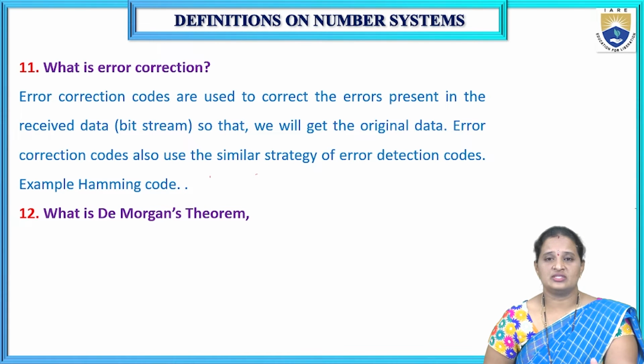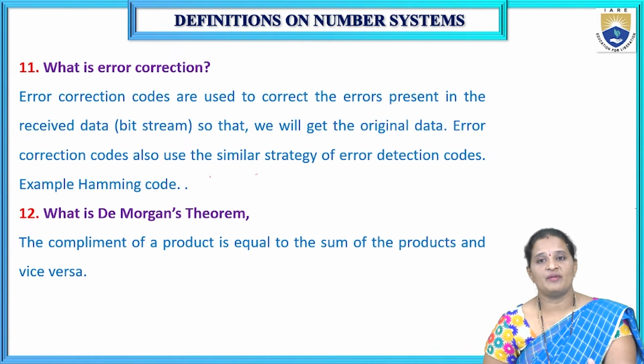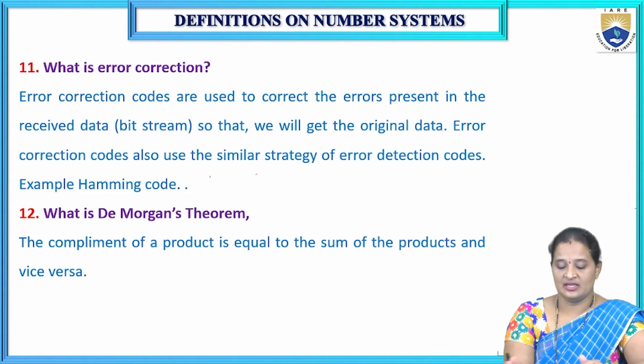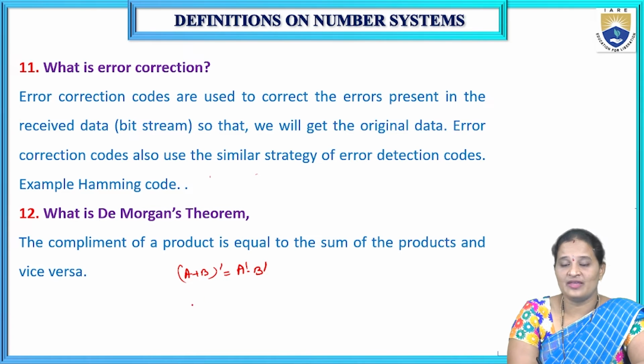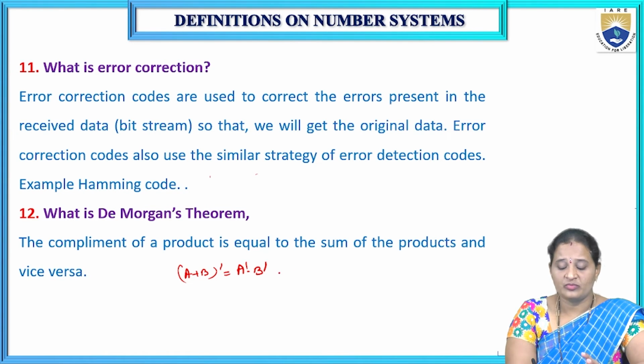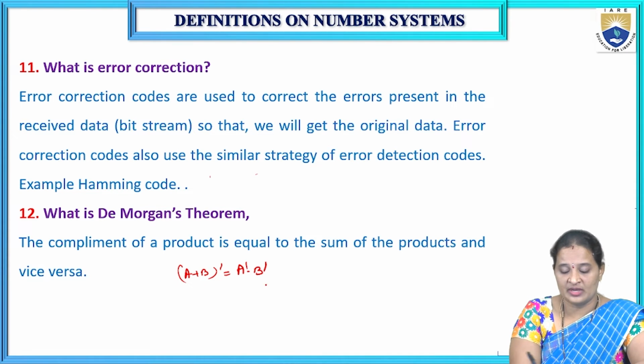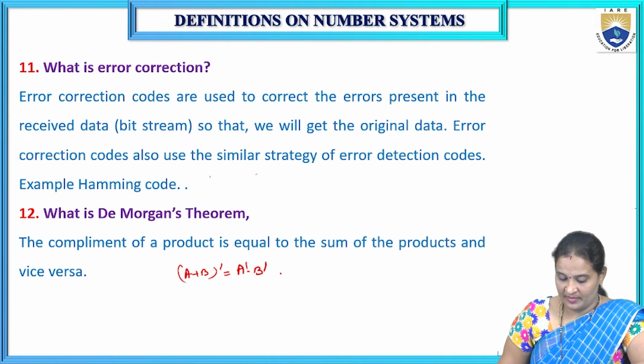De Morgan's theorem. What is De Morgan's theorem? The complement of a product is equal to the sum of the complements, and vice versa. So De Morgan's theorem says that (A + B) whole complement is equal to A complement dot B complement. That is, the complement of the sum of two variables is equal to the ANDing of the two complemented variables.